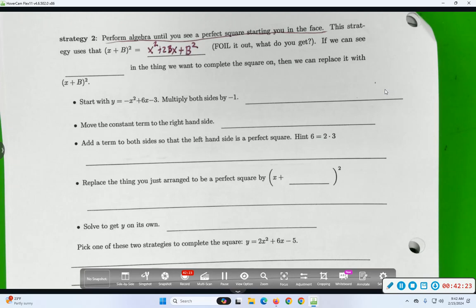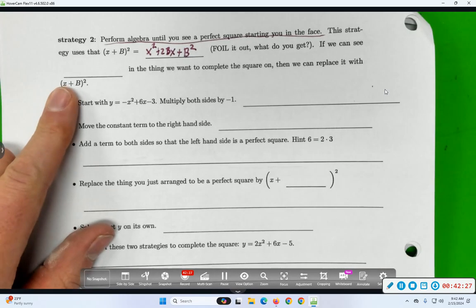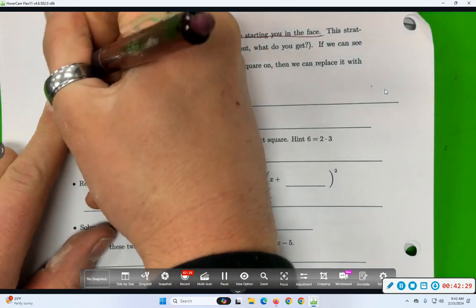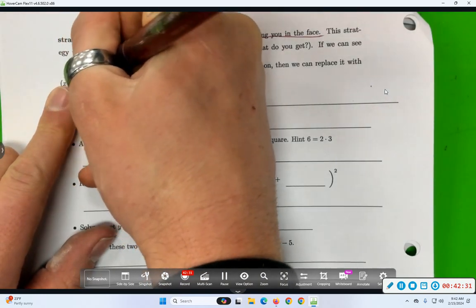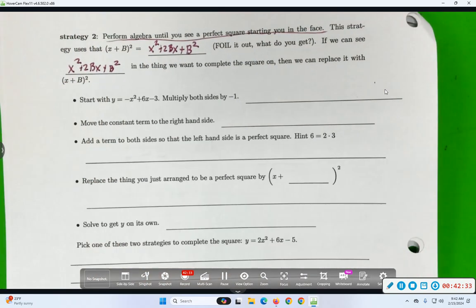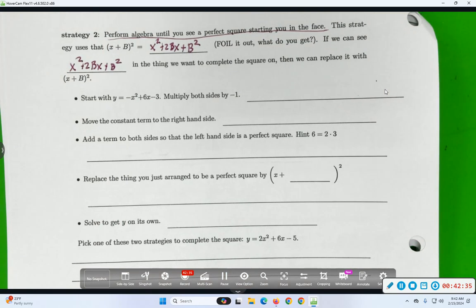Cool. Then, if we can ever see x squared plus 2bx plus b squared in the thing we want to complete the square on, we can replace that with a perfect square and call ourselves good. Well, and then maybe do some more work, but we'll be mostly done. So let's explore that idea.